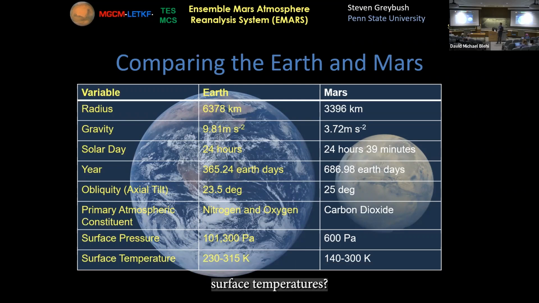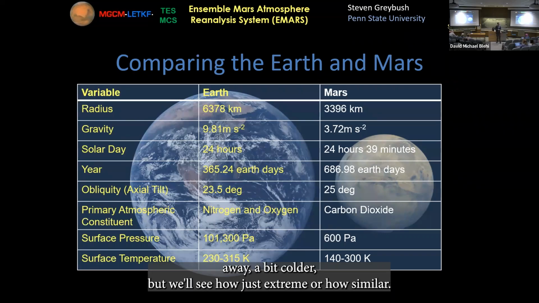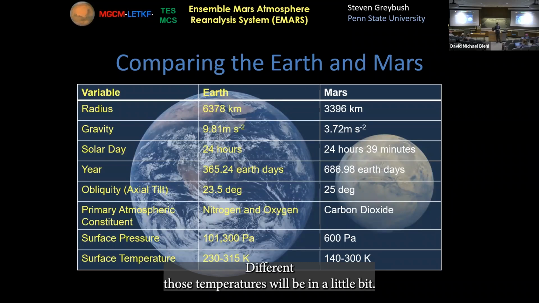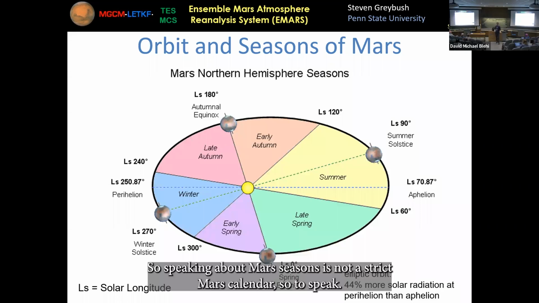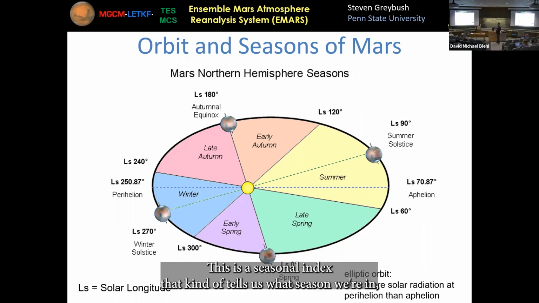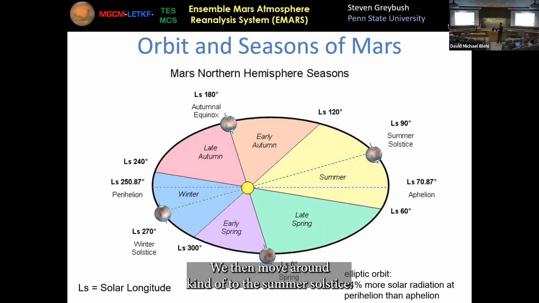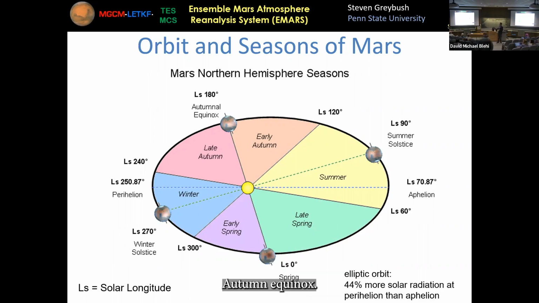Surface temperatures: you can imagine Mars being fourth from the sun will be a bit further away, a bit colder, but we'll see how extreme or how similar or different those temperatures will be in a little bit. Okay. So speaking about Mars seasons, there's not a strict Mars calendar, so to speak. So we instead use solar longitude. This is a seasonal index that tells us what season we're in. Starting out with the spring equinox, we then move around to the summer solstice, autumn equinox, winter solstice, and back, 0 to 360 degrees.